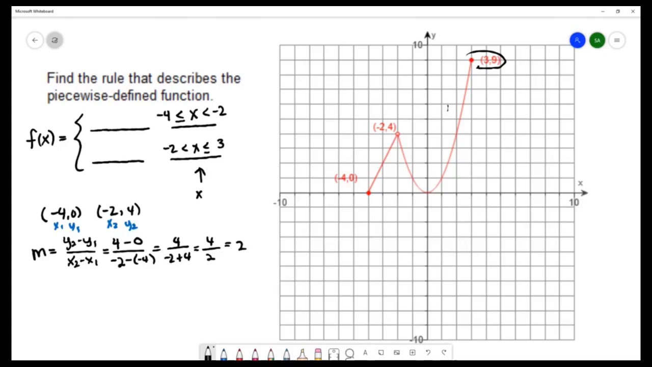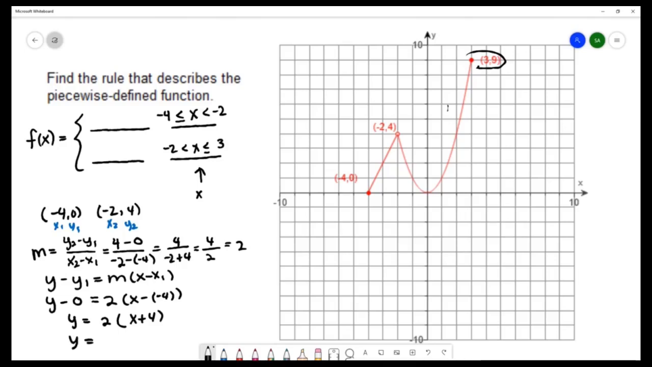So now that we have the slope of the line, we can use our point-slope form, y minus y1 equals m times x minus x1. And we'll substitute the slope of 2 and our point into this formula. That's y minus 0 equals 2 times x minus -4. y minus 0 is y. And on the right-hand side, we have x minus negative 4, that's x plus 4. And we can distribute the 2 to get y equals 2x plus 8.